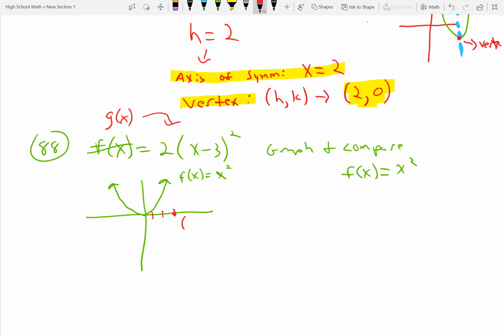The new vertex will be at 3, 0. And you can think of that as our h and k. Again, this h value 3 and the k value 0. That's the new vertex. This 2 is a vertical stretch. It's going to be skinnier than this one. So here's your new graph. You could plot some points to get it exactly, but it's skinnier. It's a vertical stretch because of this 2 multiplier, and it's been shifted to the right 3 because of that minus 3.